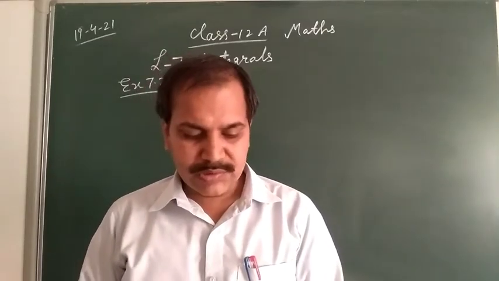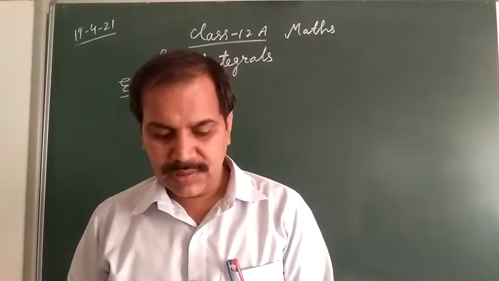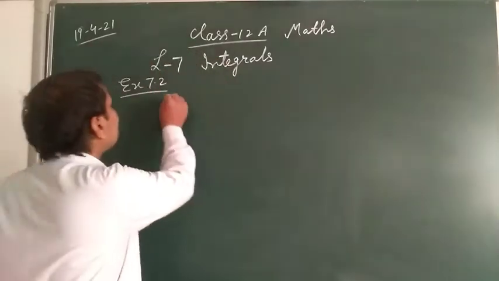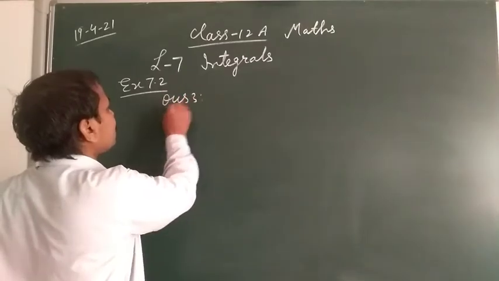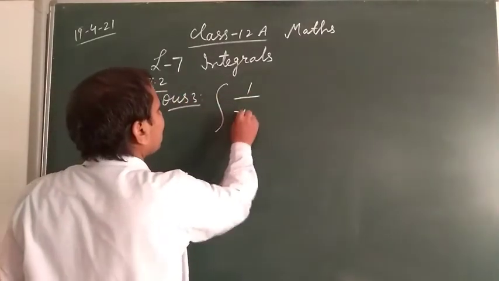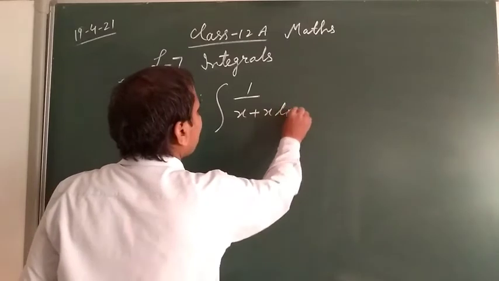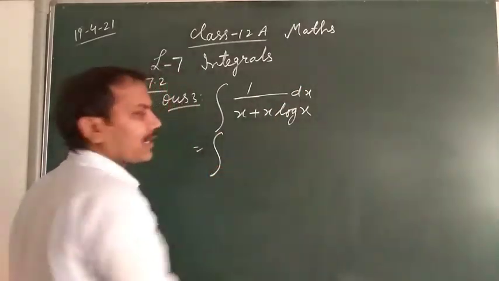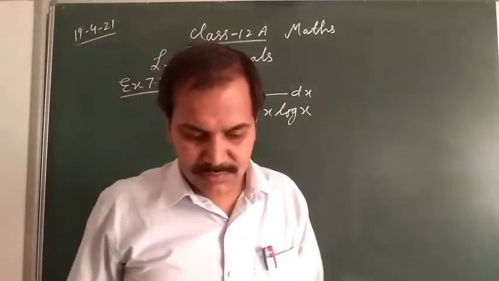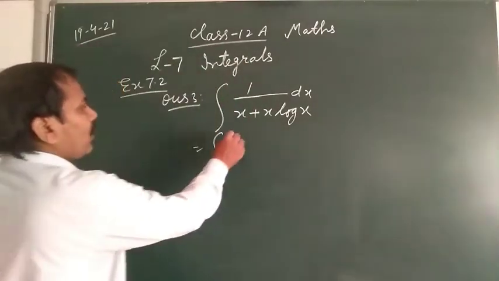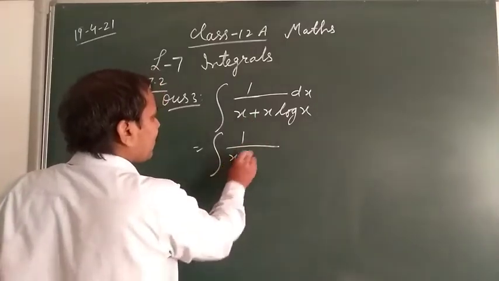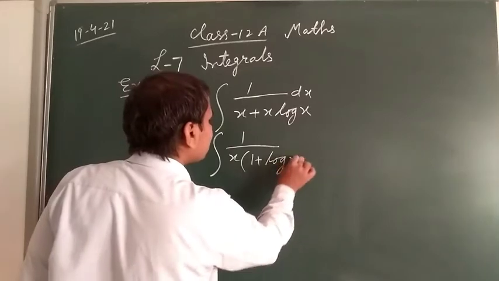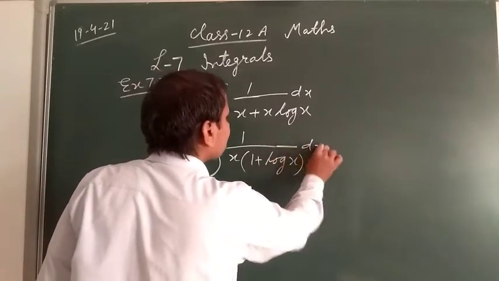Okay. So, question number three, that is the integral of 1 upon x plus x log x dx. First we will arrange this. Here, take x common in the denominator. When x is taken common, we get x in bracket 1 plus log x.